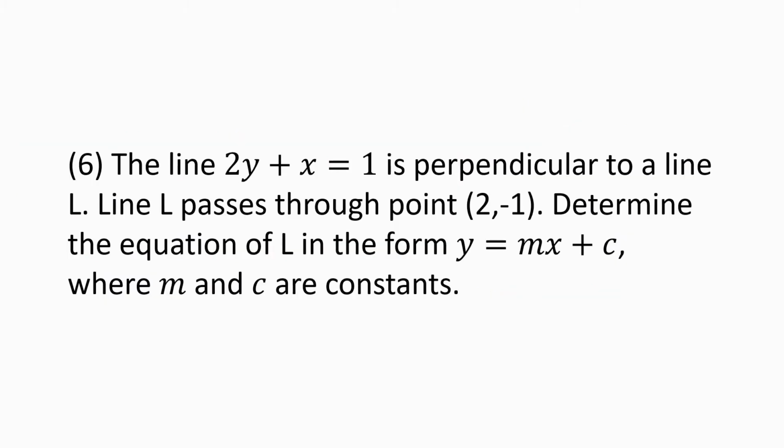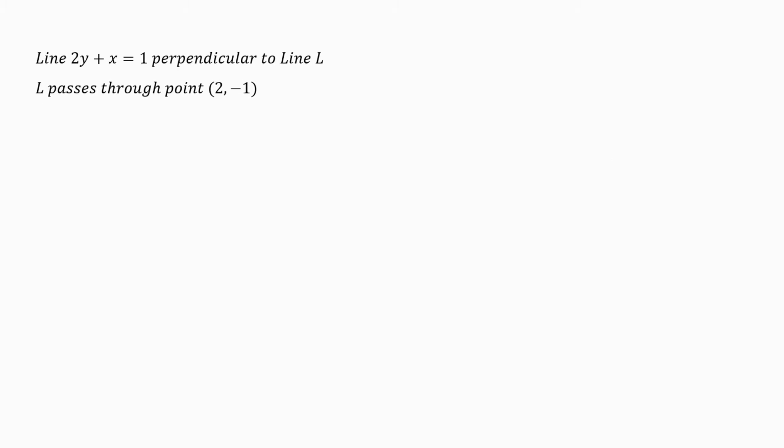Question 6. The line 2y plus x is equals to 1 is perpendicular to a line L. Line L passes through point 2, -1. Determine the equation of L in the form y is equals to mx plus c, where m and c are constants. We've been told that line 2y plus x is equals to 1 is perpendicular to line L, and L passes through the point 2 and negative 1. So for perpendicular lines, the product of their gradients is equals to negative 1.